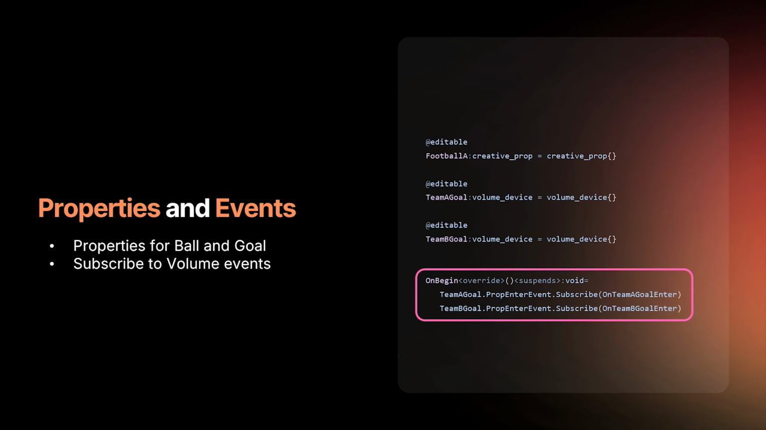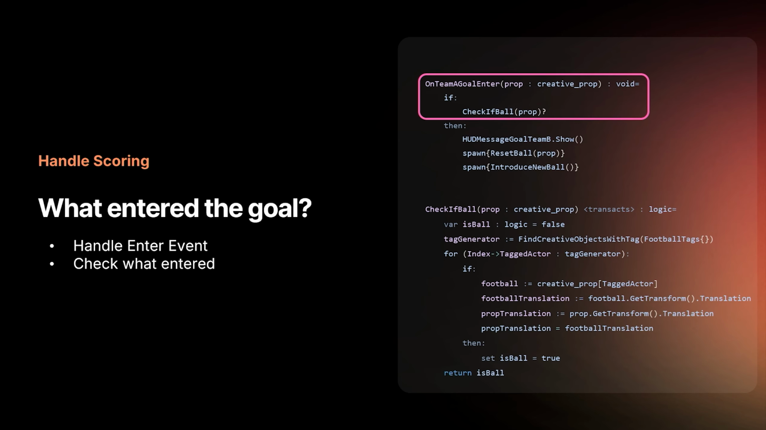So let's go over what happens when a ball enters a volume and gets the callback. We're going to handle the enter event, and we want to check what entered. Because in my game, I'm not just going to have soccer balls. I'm actually going to add a bunch of props. So the players, you'll see the gameplay afterwards. I always want to facilitate a lot of physics gameplay and things that are in the scene that will enter the goal. But the only thing that counts are the soccer balls.